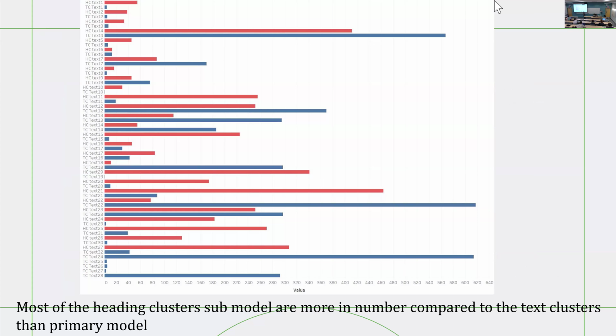So this blue represents the primary model, that entire text clusters, number of clusters, and then red represents the submodel. I think I said it opposite. The blue represents the submodel, red represents the entire primary model, because you could see that they are more in number. That is obvious because when you apply any algorithm, k-means or affinity, whatever, to units inside the text, of course they bring up more clusters. It's a well-known one. There is no surprise.